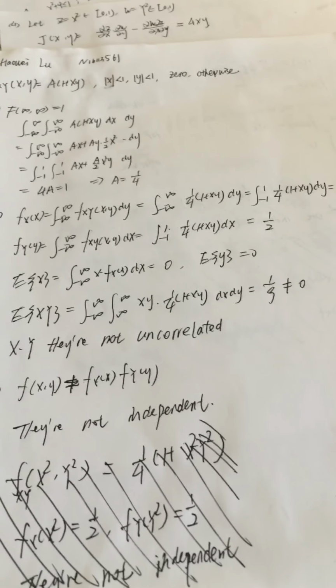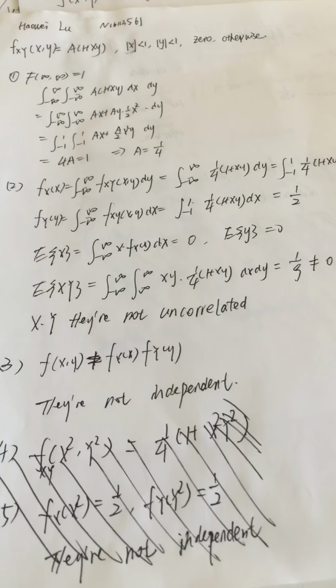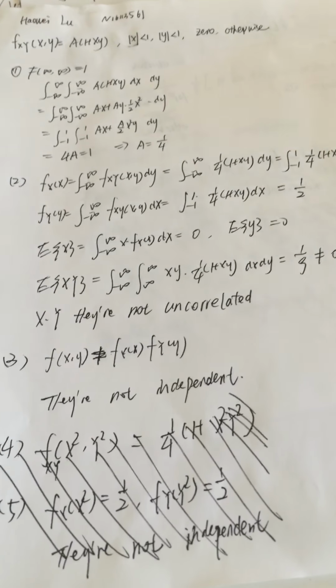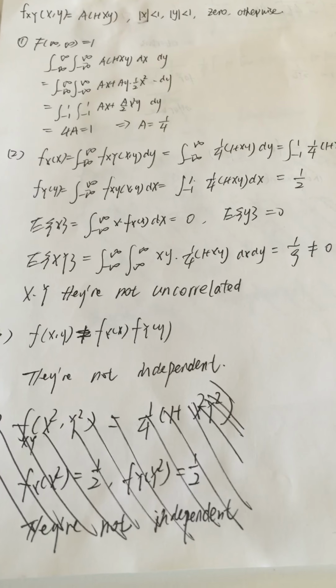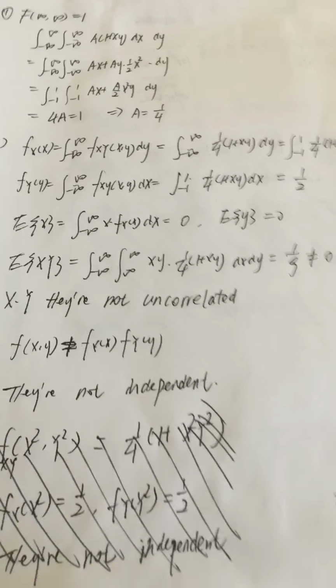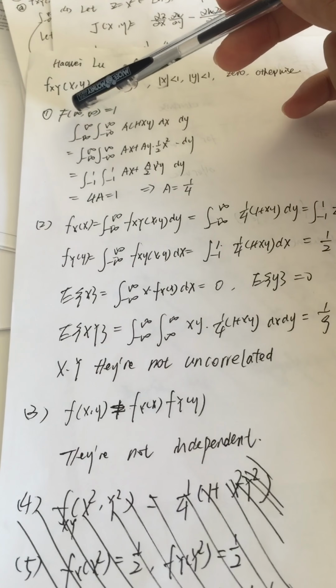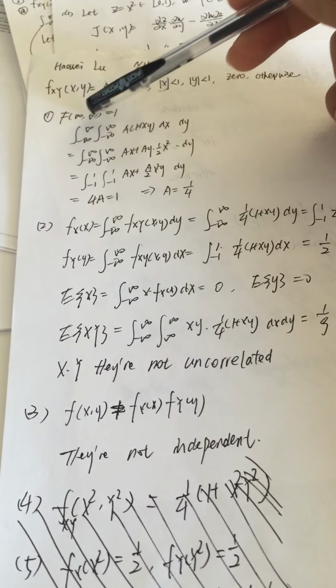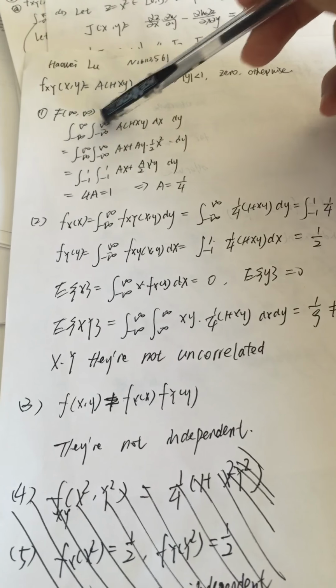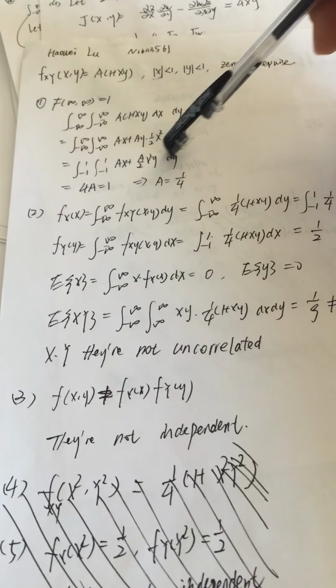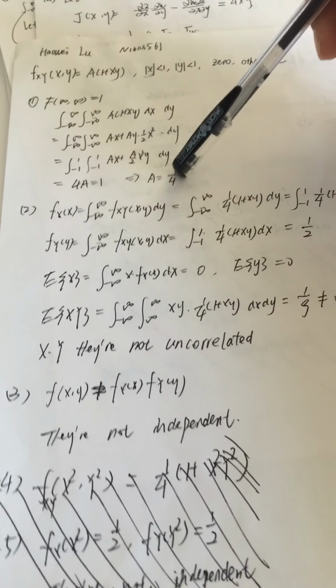For the first problem, we need to find A so that the given density function is a valid joint density function. According to the property, when both variables go to infinity, the distribution function should be equal to 1. After the calculation, we get A equal to 1/4.